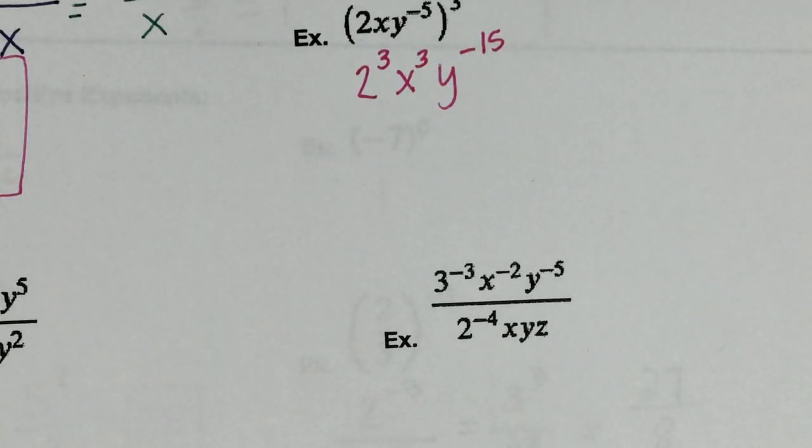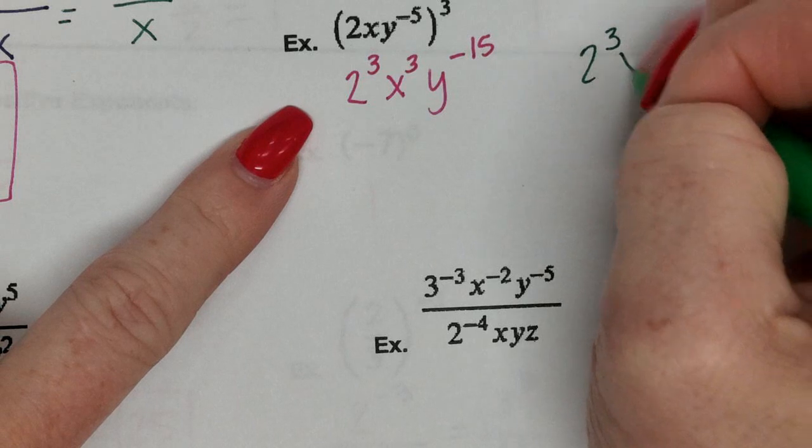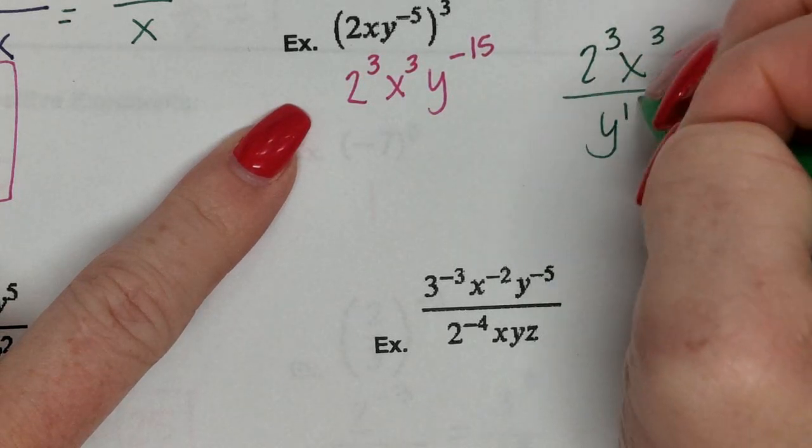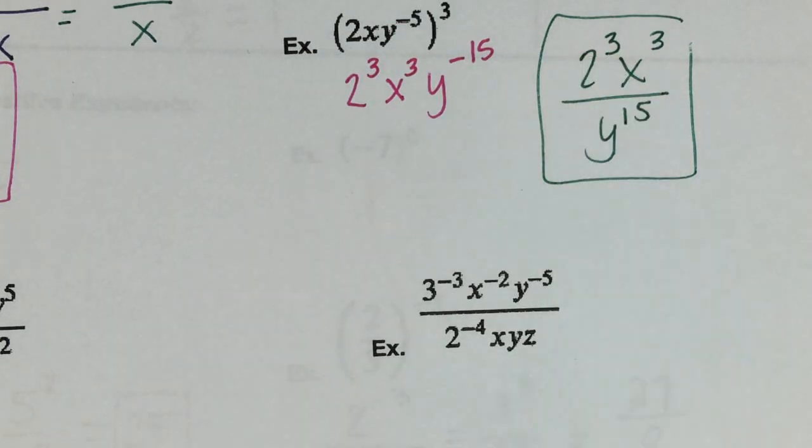Is there anything else I can combine? No. So at the end, when there's nothing else to combine, deal with your negative exponent and move it. Okay, so what am I going to move? Y to the 15 needs to go to the bottom. So I have 2 cubed, x cubed over y to the 15. Be careful when you move it to the bottom and don't write the negative sign again. And could I have expanded 2 cubed? 2 times 2 times 2 is 8. All right, let's do some fun ones.